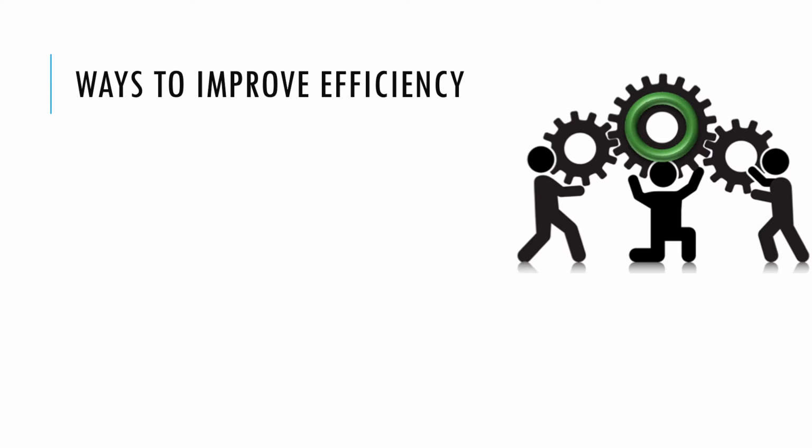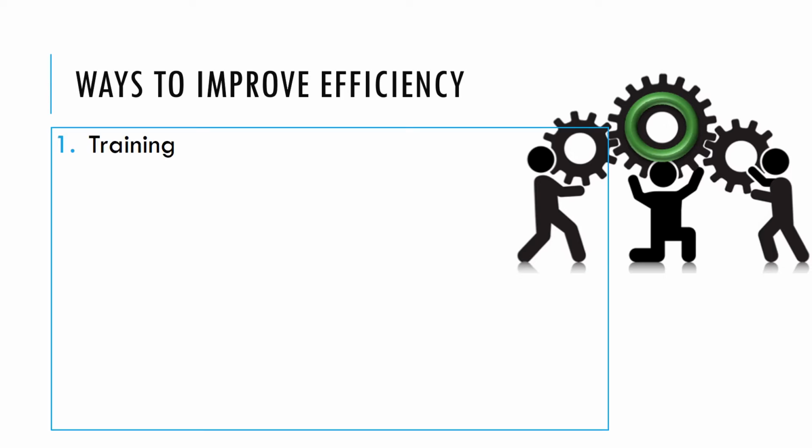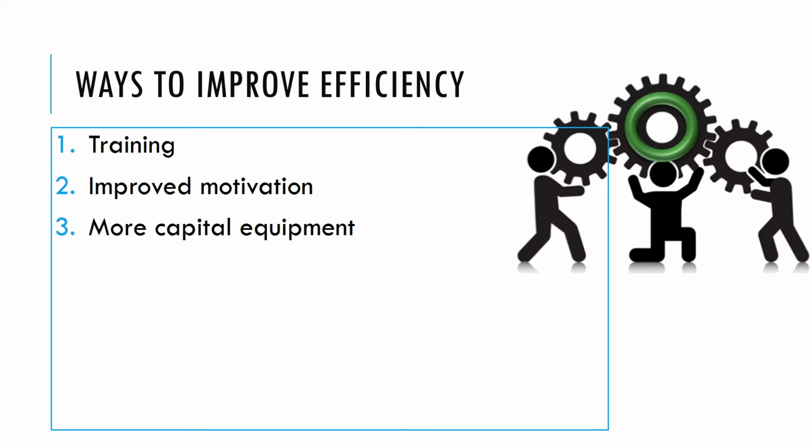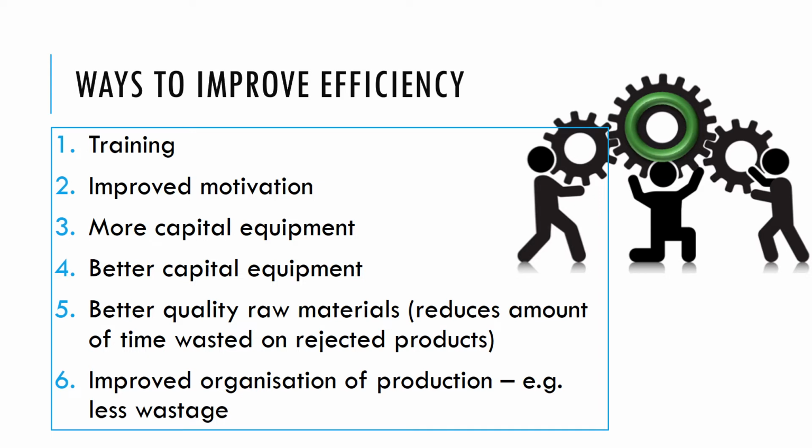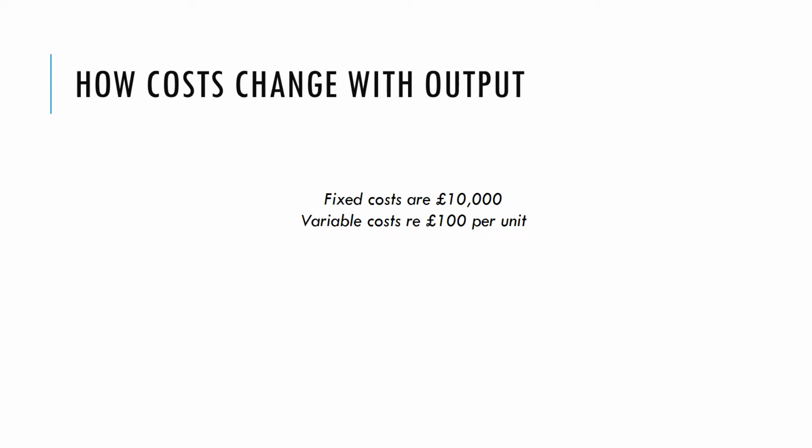How might a business improve its efficiency? Well, through training. If its staff can work quicker or more effectively, then they can produce more for the same cost. Maybe if they're more motivated, they produce more for the same cost. If they have better equipment, or more equipment, or better quality raw materials, or if they improve the way in which they organize production so that they're less wasteful, this will reduce costs, and so the unit cost will improve.